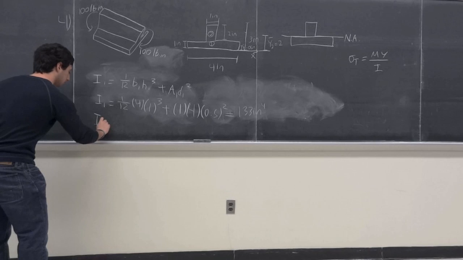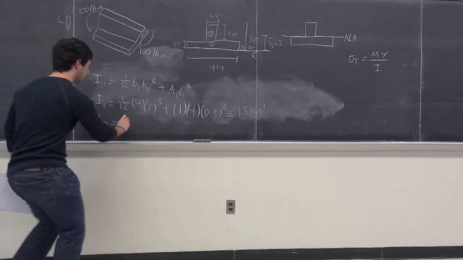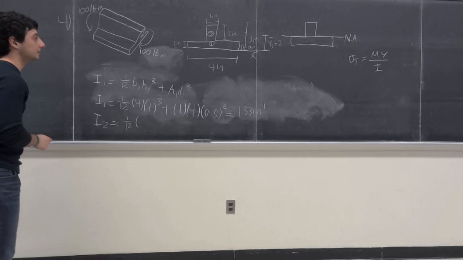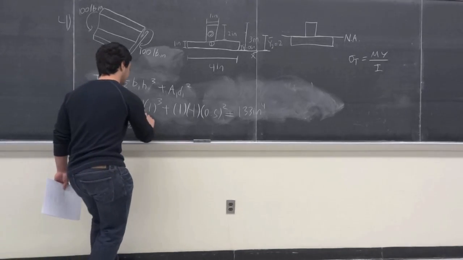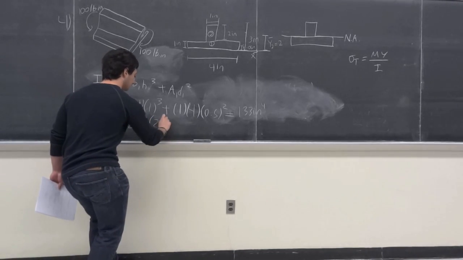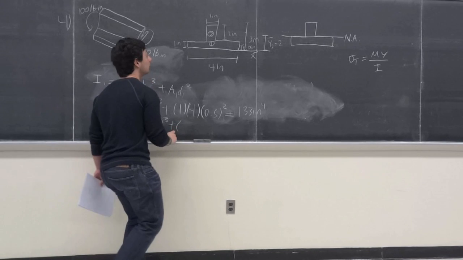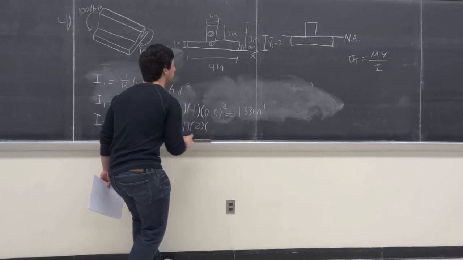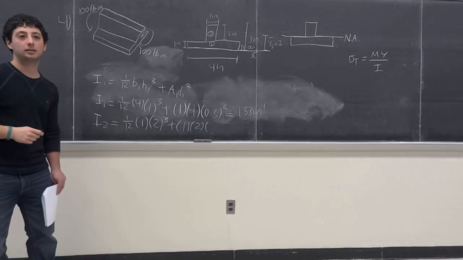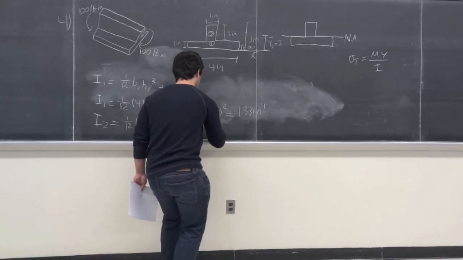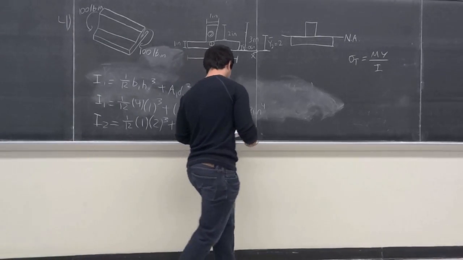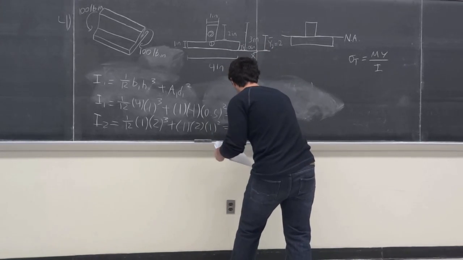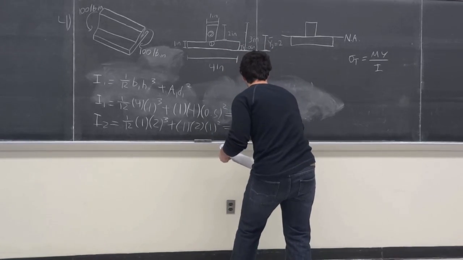So I2 is equal to 1/12 times, what's B in this case? 1, exactly. What's H? 2 cubed plus, the area is 1 times 2. And then the distance is what? It's 1, yeah. 1 squared. So the moment of inertia you get for this is 2.67 inches to the 4th.